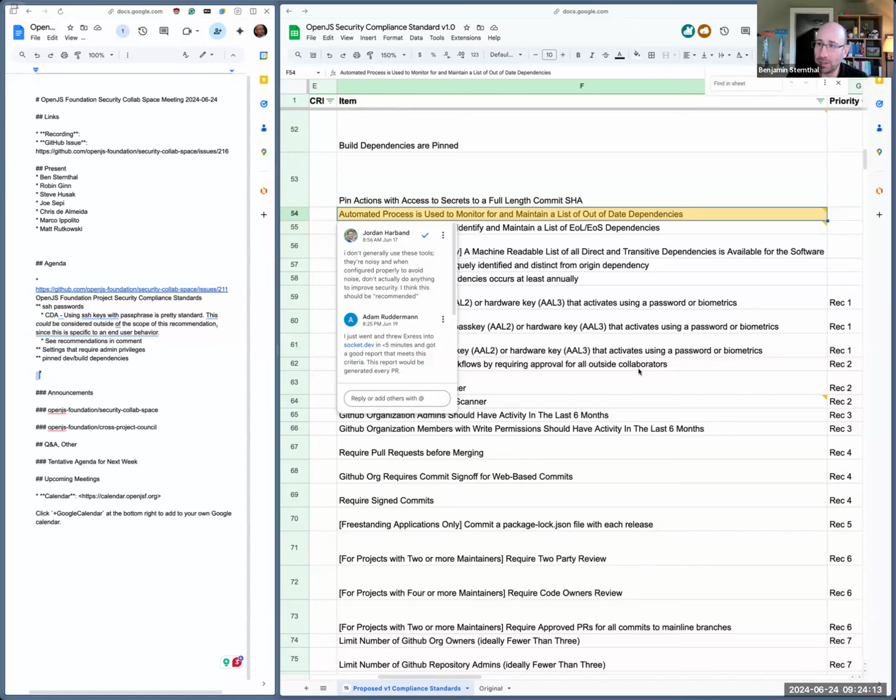Do folks agree? Sorry, what are we doing here? Sorry, we're online. I know we're going through a massive spreadsheet. So we are on line 54. This is about an automated process to monitor, like Dependabot, Renovate, things like that. And we don't want to make that expected.